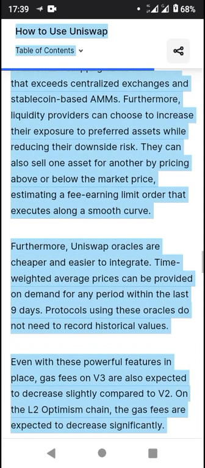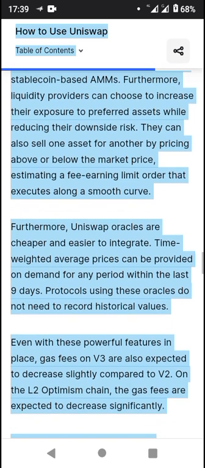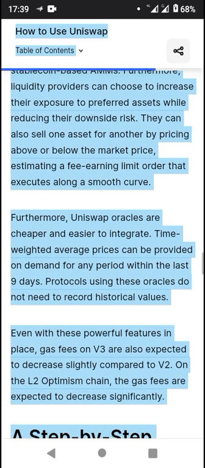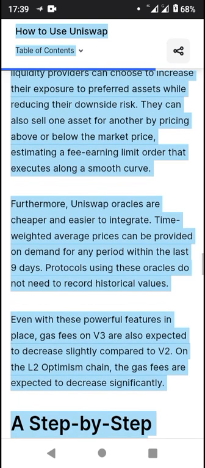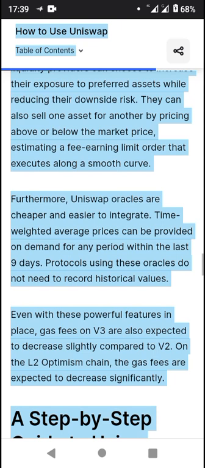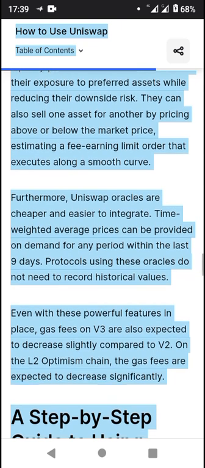Furthermore, liquidity providers can choose to increase their exposure to preferred assets while reducing the downside risk. They can also sell one asset for another by pricing above or below the market price, creating a fee-earning limit order that executes along a smooth curve.